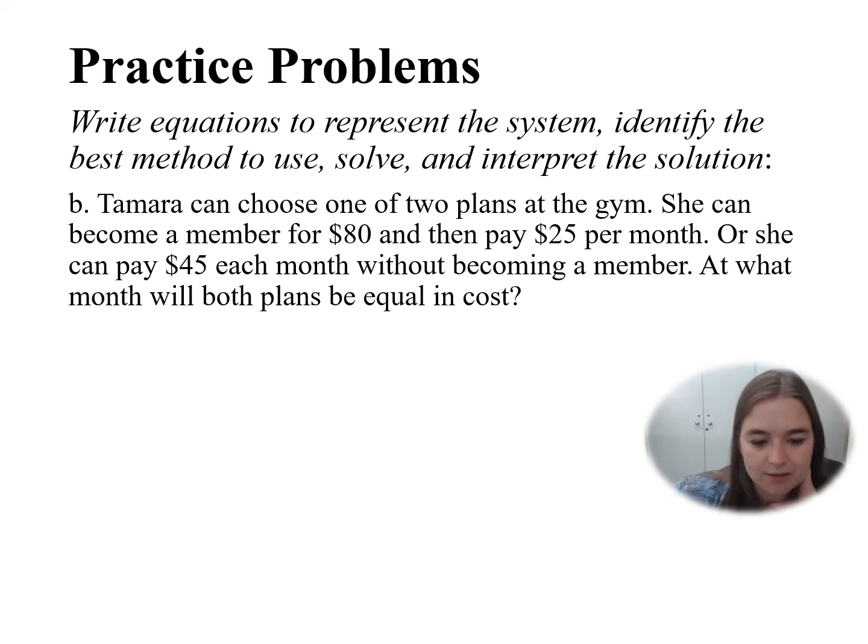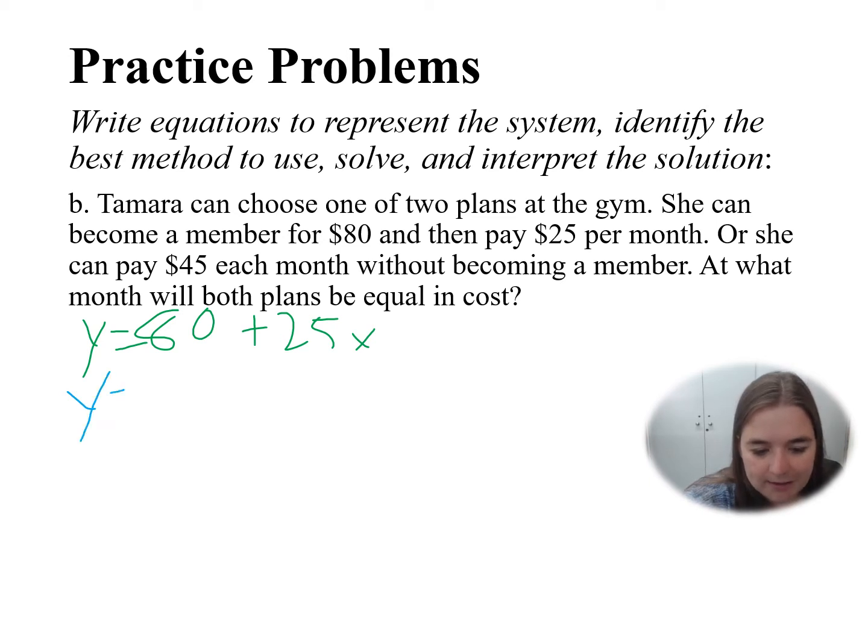So the first thing I want to do is I want to write equations for the situation. What I see here is I see start value and a rate of change, which tells me that I'm looking at y equals mx plus b. So for my first one, I'm going to have y is going to be her cost, and x is going to be the number of months. So I have y equals her cost is equal to $80 plus $25 per month. For the other equation, her cost is going to be $45 times the number of months. There's no start fee here.